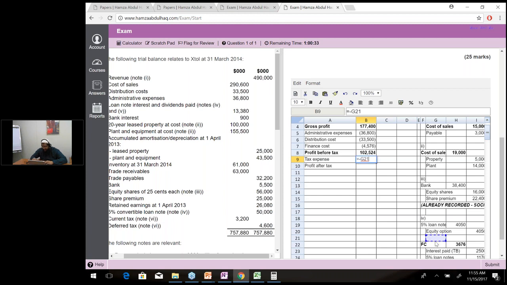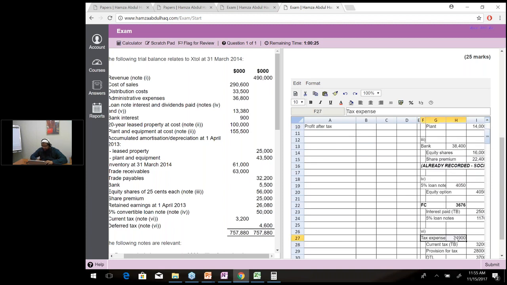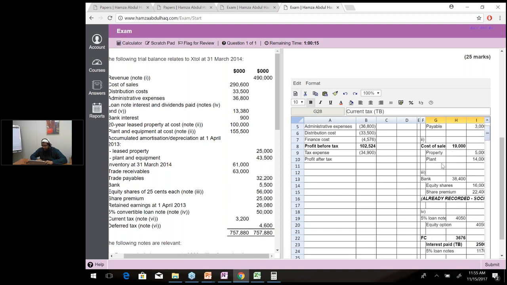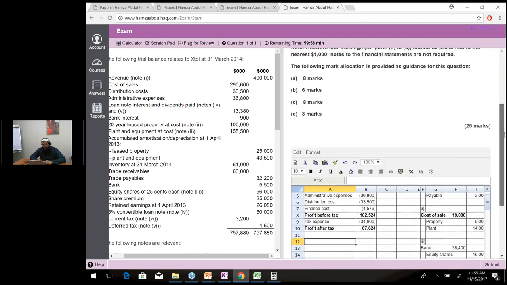And then the tax expense, we have calculated it in the last adjustment, 34,900. So I'm making this bold too. Interest paid has been taken from the trial balance. Current tax has been taken from the trial balance. So these will have no impacts. So the profit after tax is going to be the sum of all these. So it is 67,624 is the profit after tax in this case. So requirement A done.